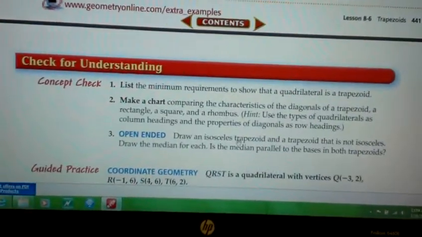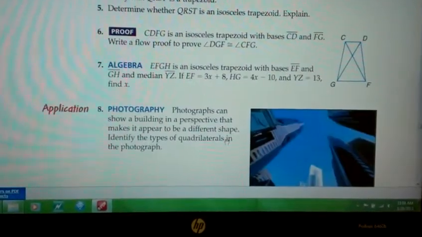Moving on. We go on to our homework, and that's basically it.